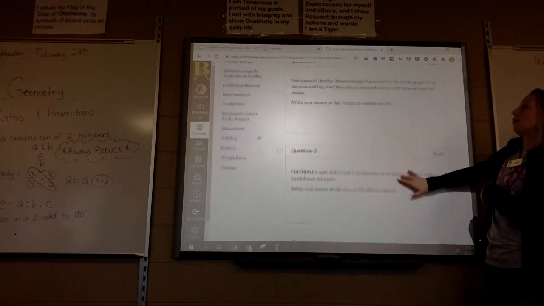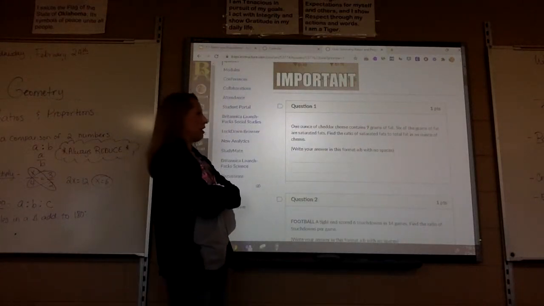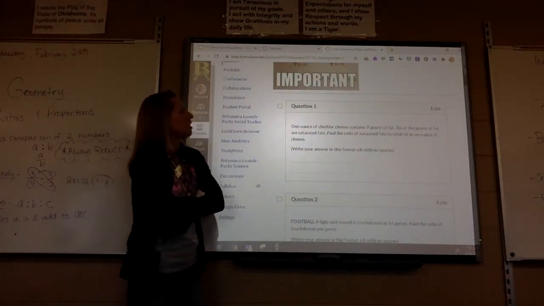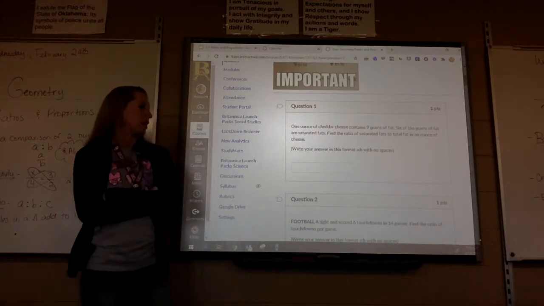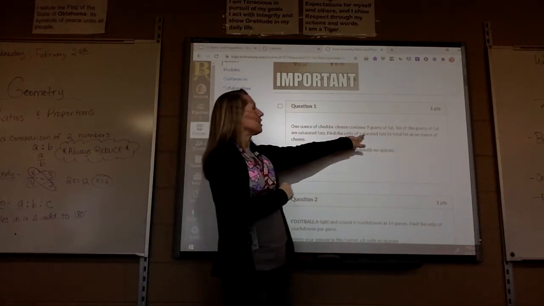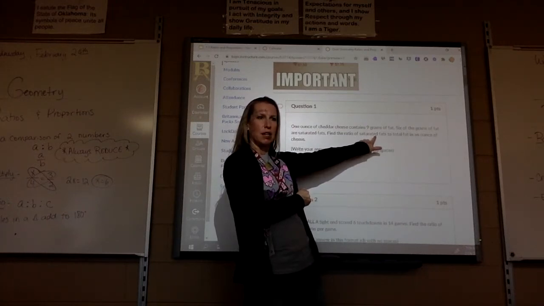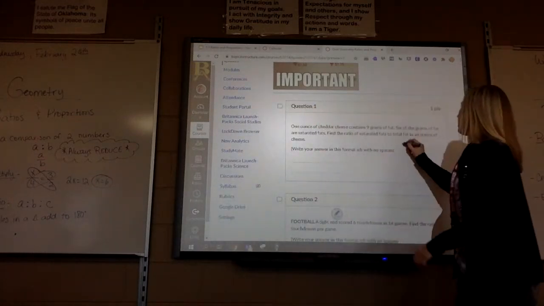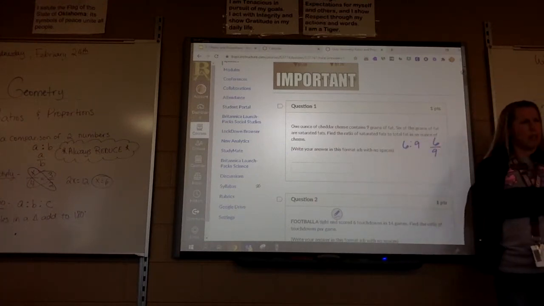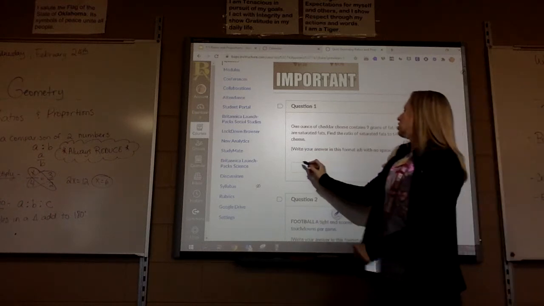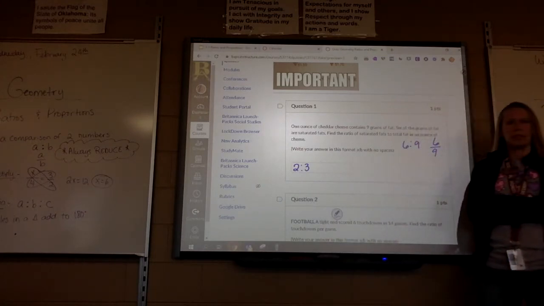So the first three problems, you're just writing the ratio. Remember, it's important to reduce. Number 1 says 1 ounce of cheddar cheese contains 9 grams of fat. 6 of the grams of fat is saturated fat. Do the ratio of saturated fat to fat. So how much saturated fat is there? 6 to 9. So 6 and then 9 would be my ratio, but can we reduce that? 2/3. I want you to do 2/3, no spaces.